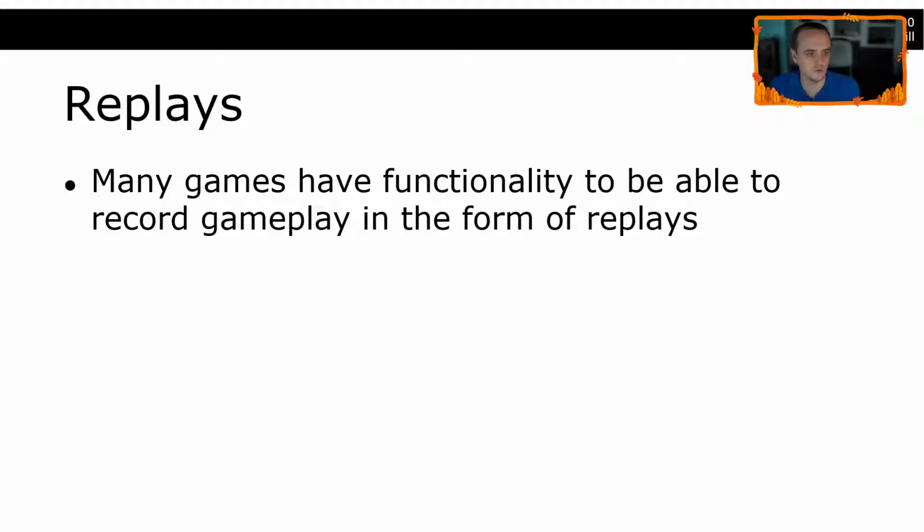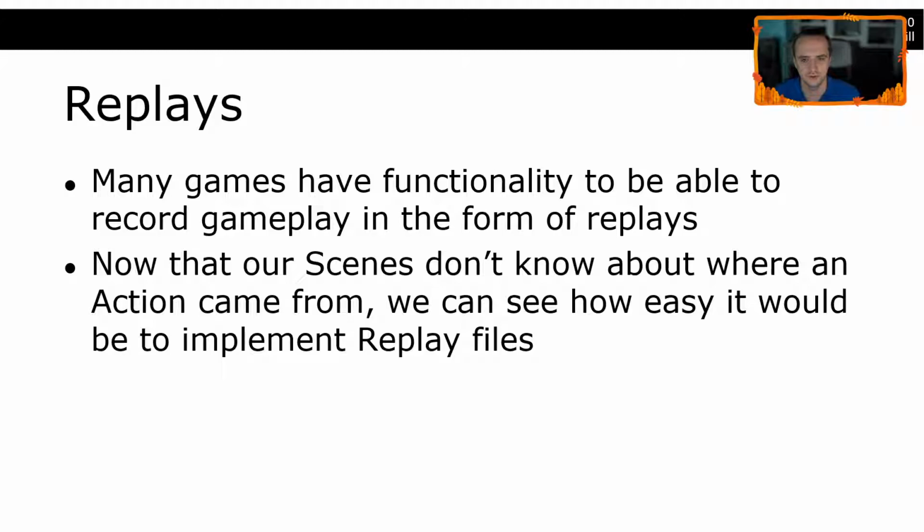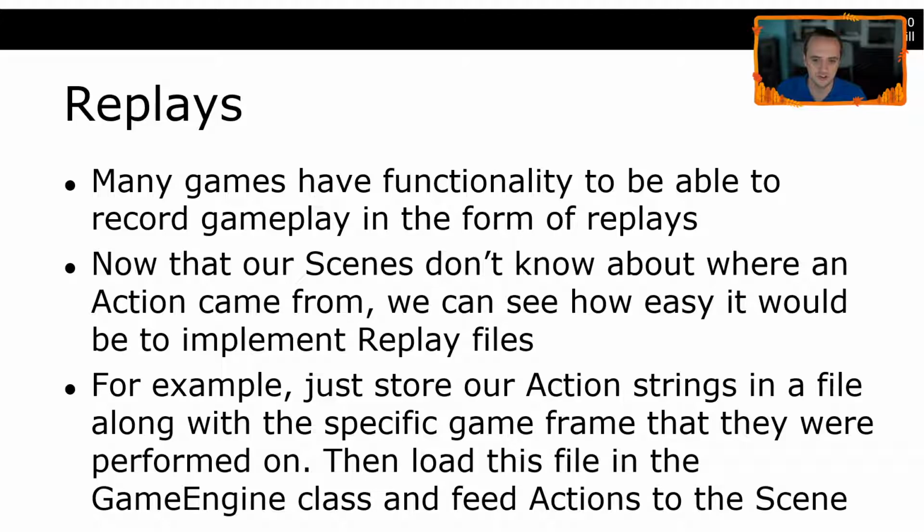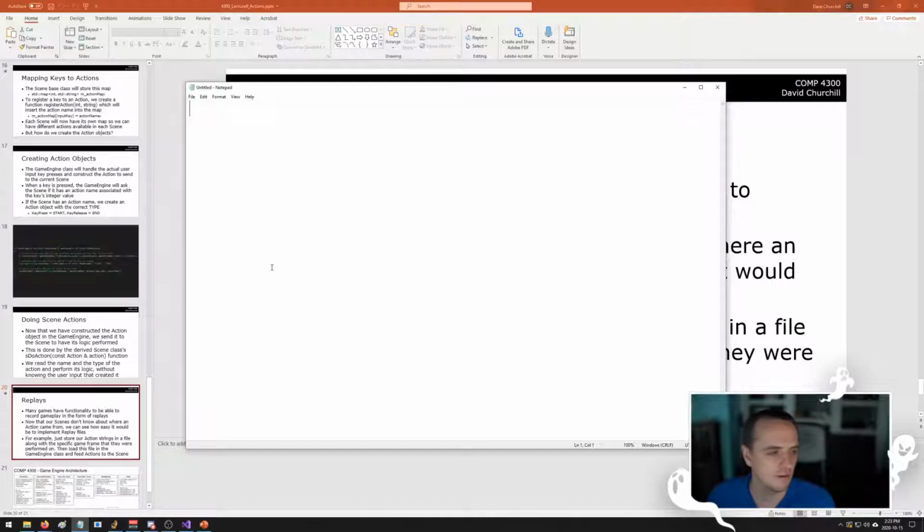And so now that our scenes don't care about where an action came from, we can see how easy it is to implement replay files. For example, in the game engine, we could just record our action strings in a file and print them one per line with the specific frame that they were performed on. And then if we want to play it back later, we could load the file and the game engine class could feed the actions to the scene, right? So rather than using the user input, we could have a replay function which loads a file and then plays them. So let's have a look at a real world example of this from assignment 4. And also here, for example, is an example replay file that we could have. So let's say we wanted on like frame 60.